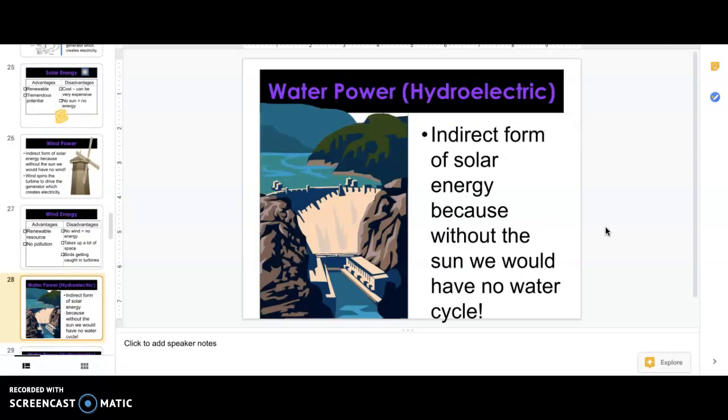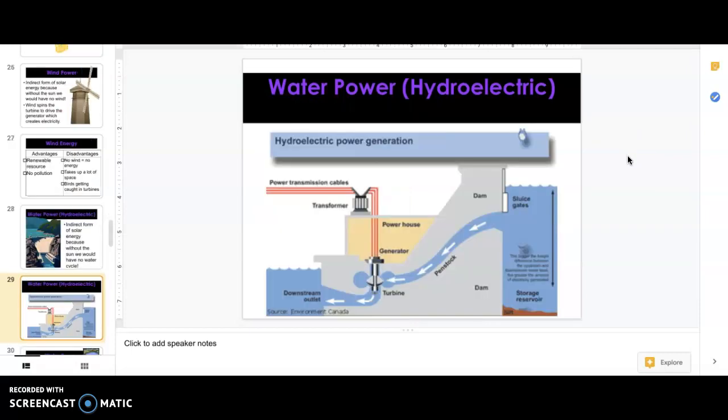Water power is also called hydroelectric. It's formed because people build these massive man-made dams. Keep in mind, if there was no water cycle, we would not have hydroelectric power, and we have a water cycle because of the sun, so solar energy is important here once again.